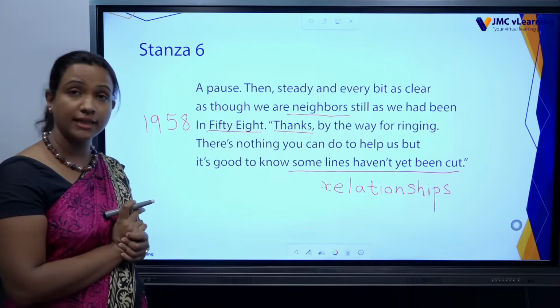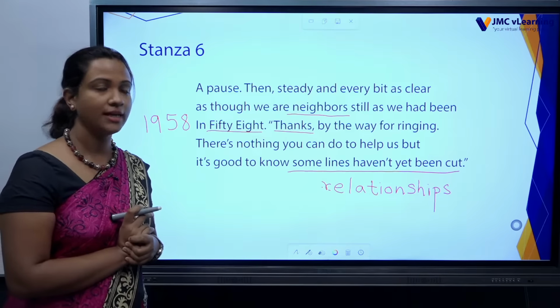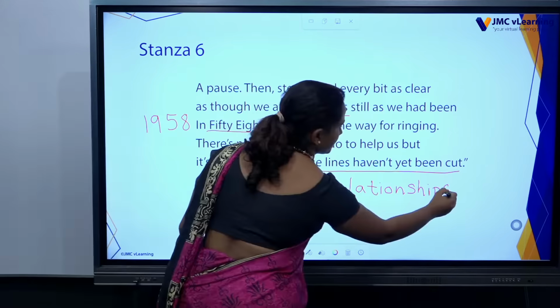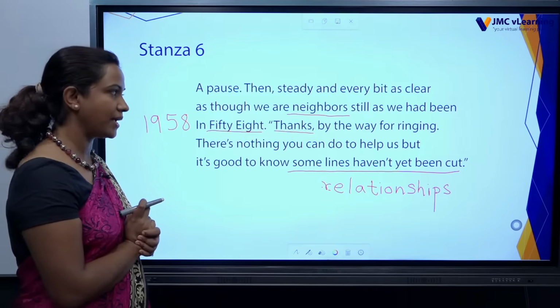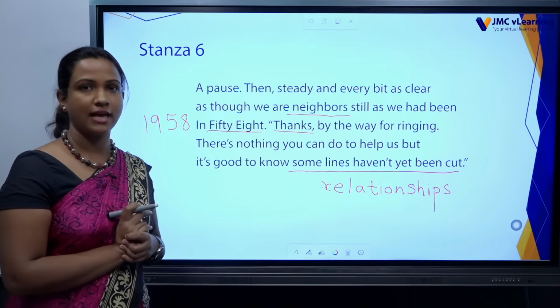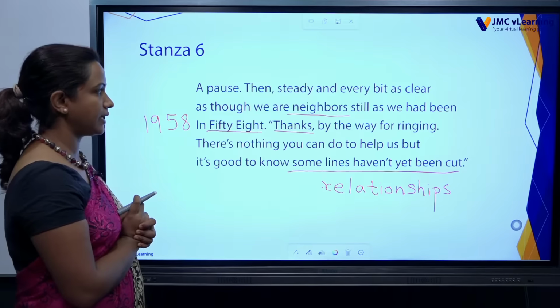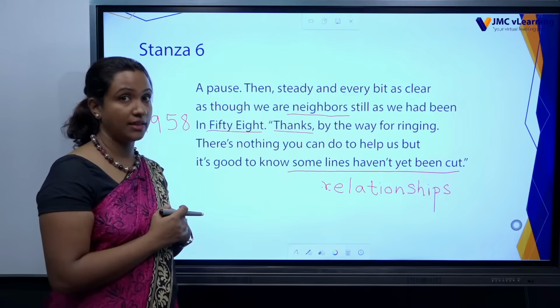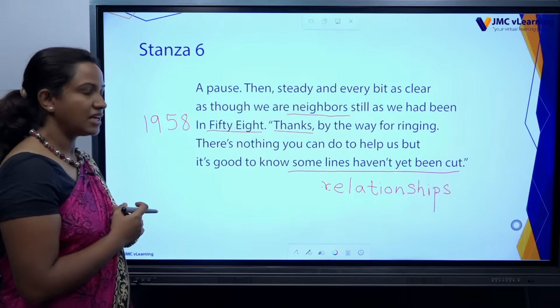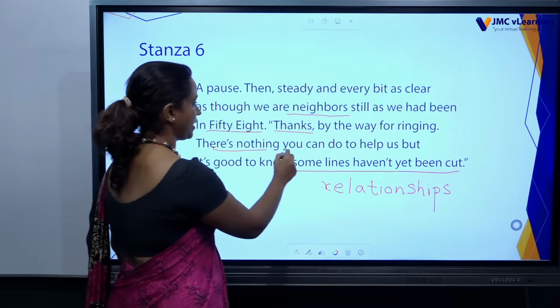Relationships are still there. It's remaining the same. So he is actually saying thanks to his neighbors, the Sinhalese neighbors, for giving a call to see whether they are okay. And he also says this in a sarcastic way.